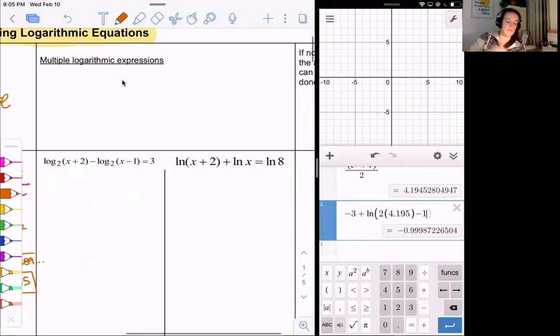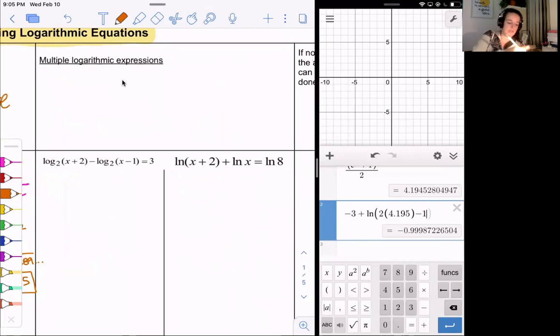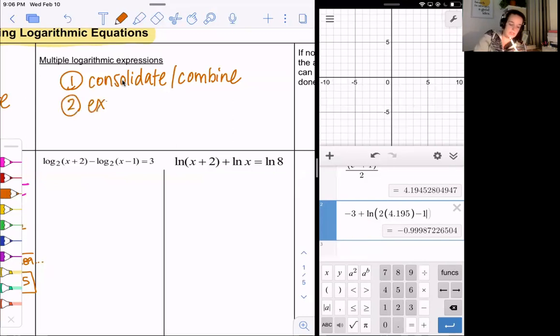If there are multiple logarithms, it follows generally the same trend. The first thing we're going to do is consolidate, so I mean combine the logs into one log, so we have a problem that's basically like the last one. And then we're going to exponentiate and solve.